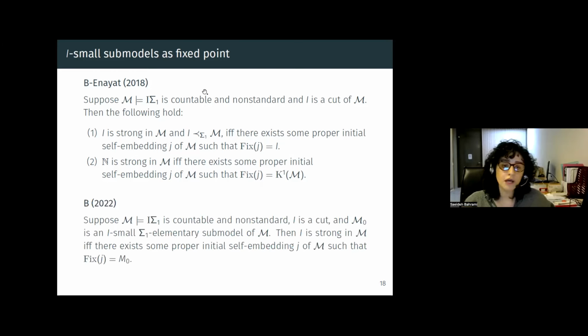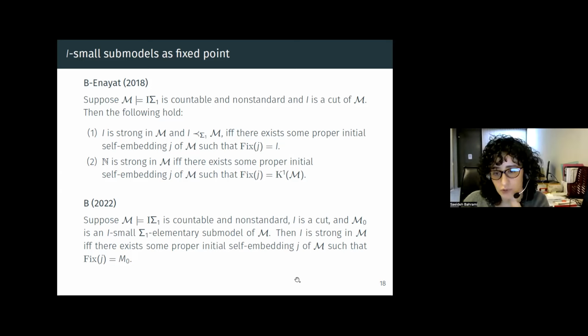But we can refine this theorem, not just for I and N, but whenever we have a small Σ1 elementary submodel M0 of M, then we can prove that M0 is strong in M if and only if there exists some proper initial self-embedding J such that the set of fixed points of J is equal to that M0. So these two are special cases of this one.